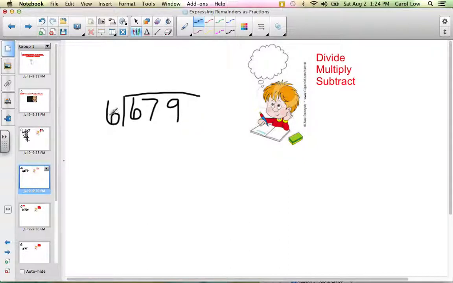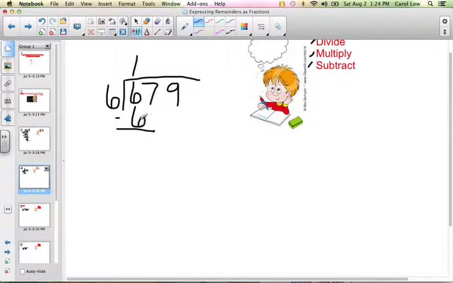679 divided by 6. Let's start off by dividing. Can 6 go into 6? Yep. Goes in there once. Then I multiply. 1 times 6 is 6. And then in case I get a little confused, I have it right over here. I look over here and it says next I subtract. 6 take away 6 is 0. And I bring down the 7.